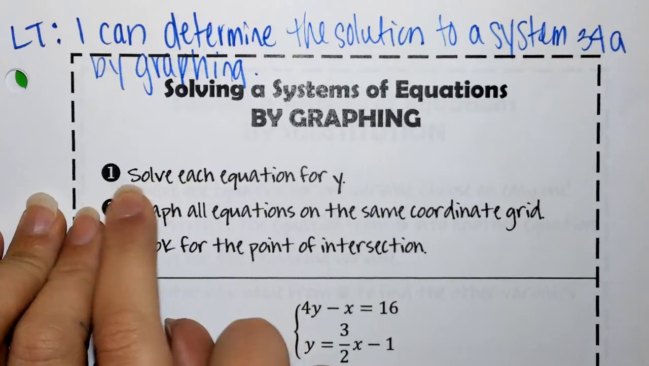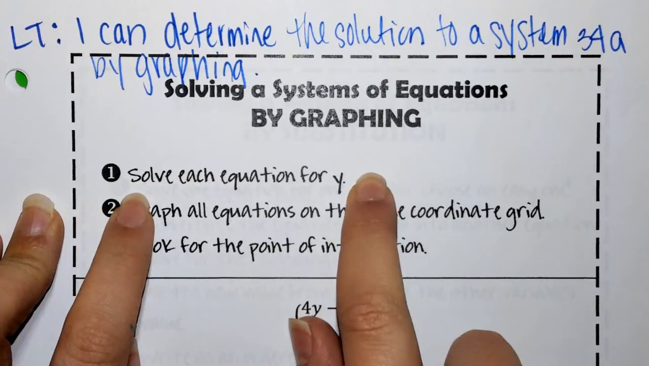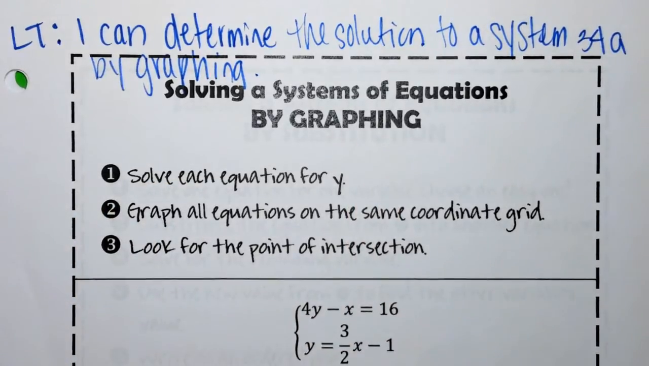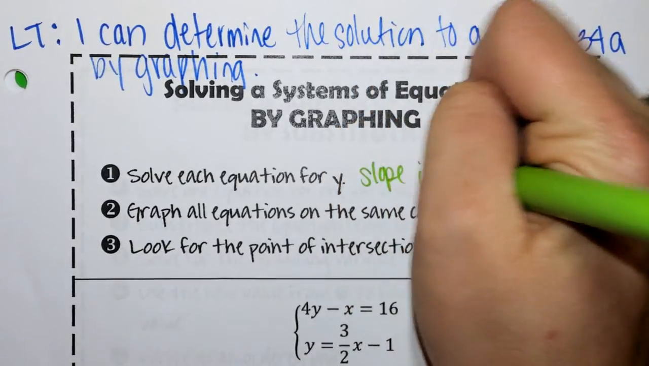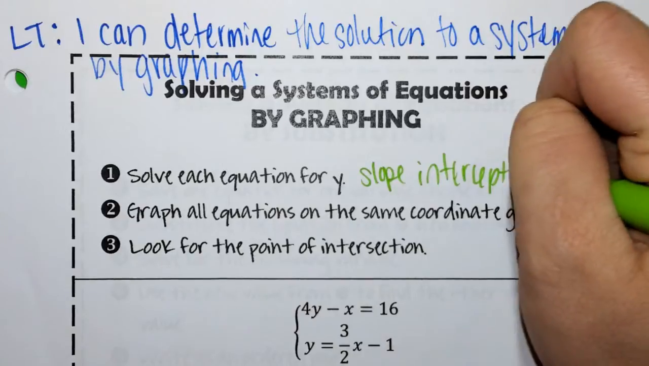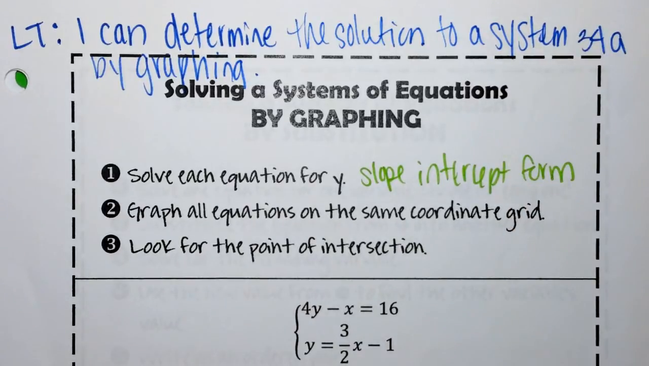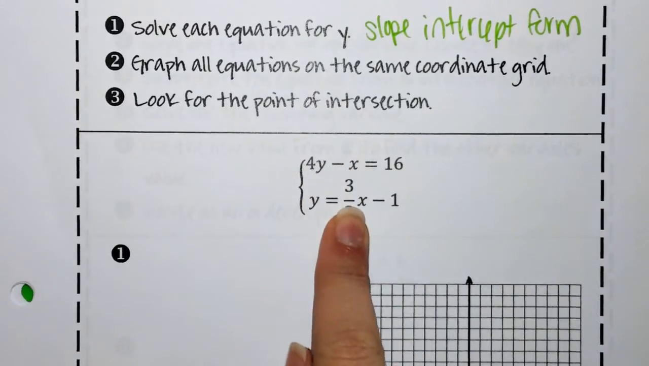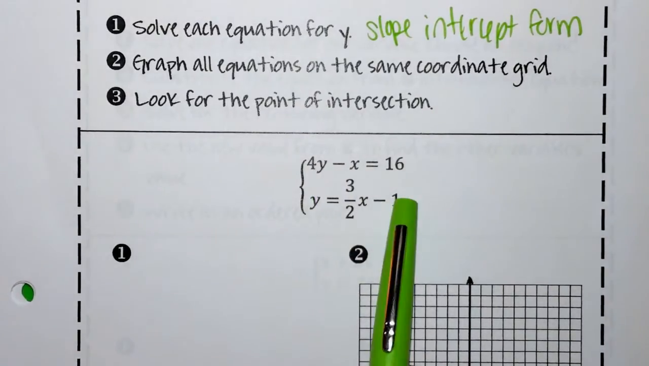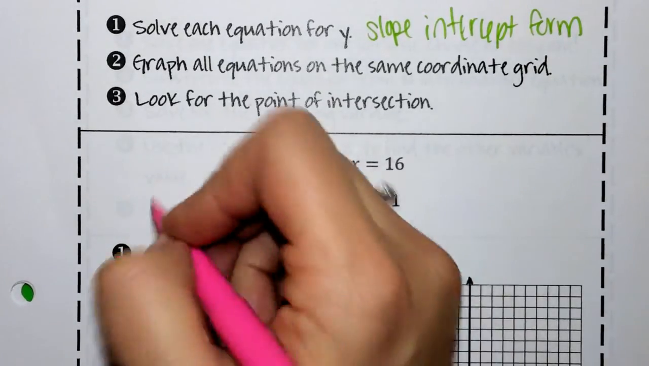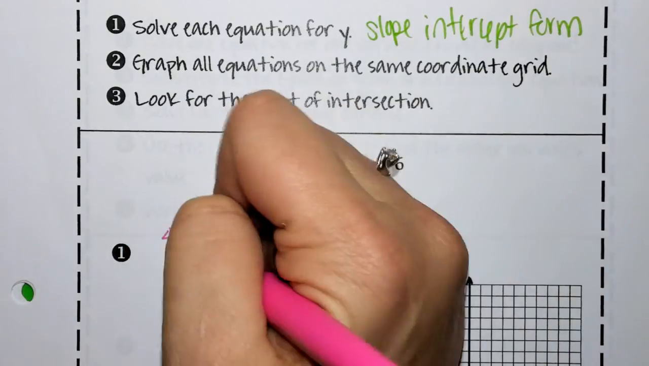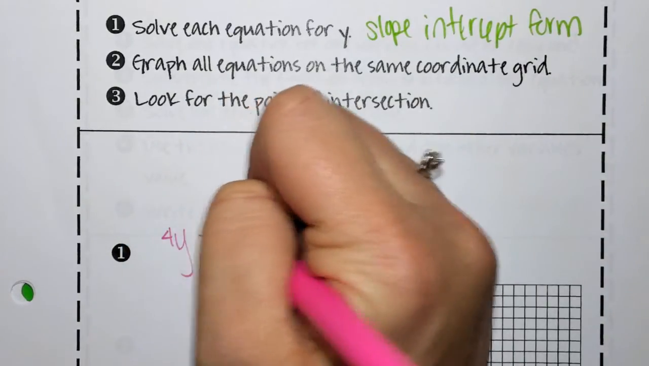Alright, so step 1 says solve each equation for y. So step 1 is put in slope-intercept form. So let's write that. Slope-intercept form. Now, we are going to look at our system, and we're going to see if they are both solved for y. So the second one is, but the first one is not. Do we agree or disagree? Okay, so let's write our first equation over here. 4y minus x equals 16.